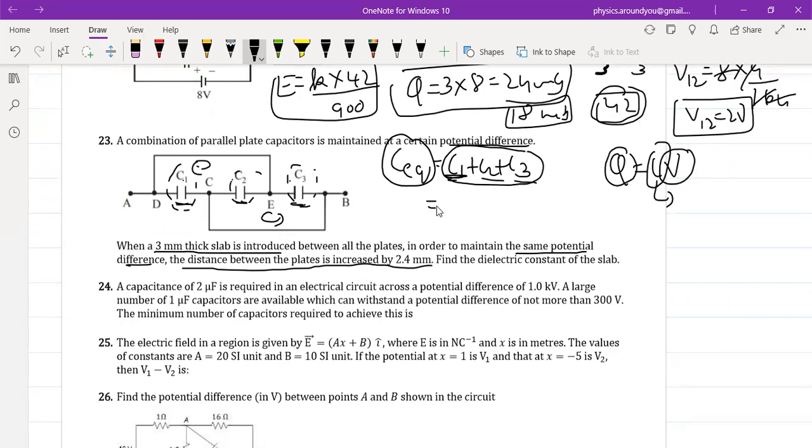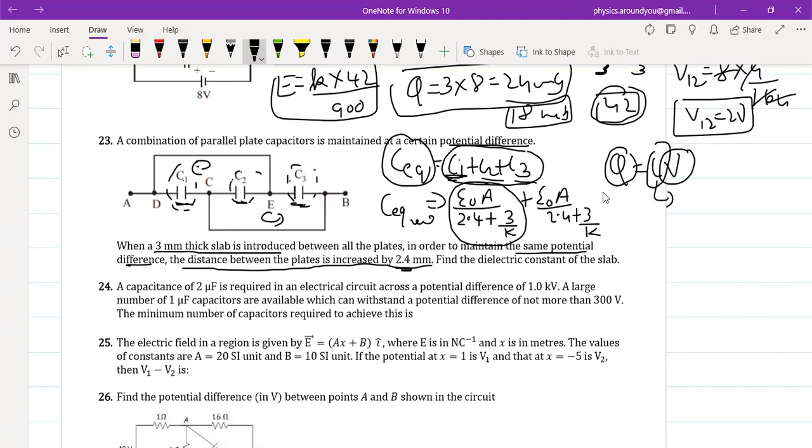Now, what is the new capacitance? New capacitance is C equivalent is epsilon naught A by, what is the thickness in air? Thickness in air is 2.4 mm divided by the dielectric constant of air, which is 1, plus thickness in dielectric, which is 3, and its dielectric constant is K. This is the new capacitance of C1. C2 would be the same, epsilon naught A by 2.4 plus 3 by K.